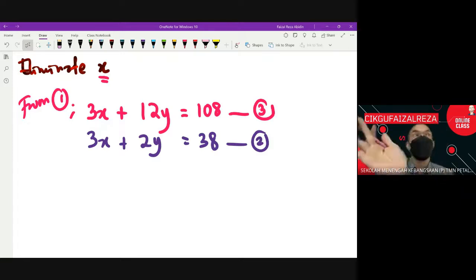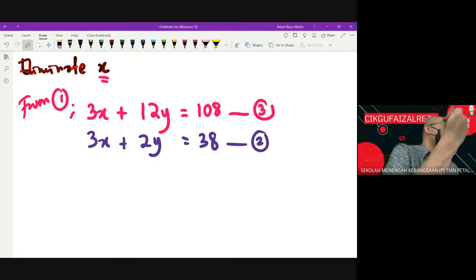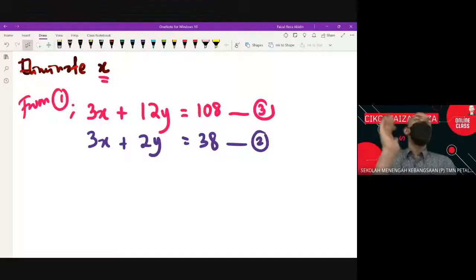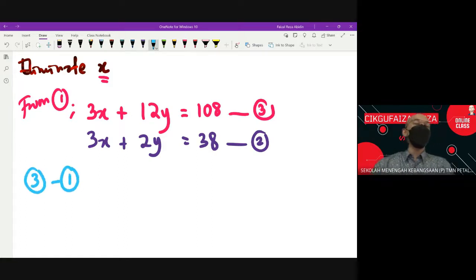Because eliminate means they are going to be 0 for our x here. Because you said you are going to eliminate x, means you are not going to have any more x variable over here. So I'm going to take the third equation and minus with the second equation.